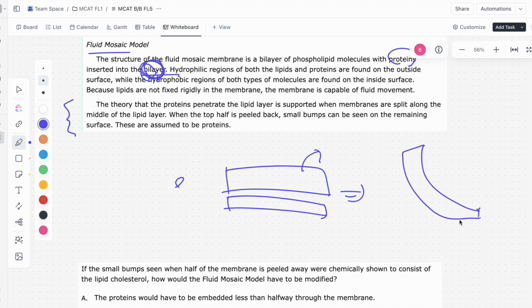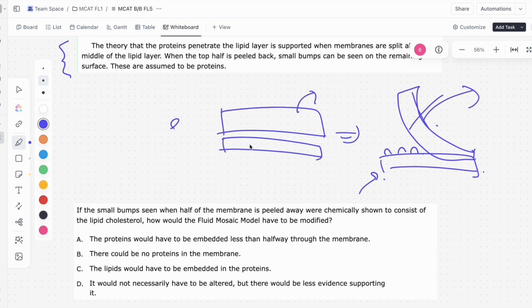They're peeling it off, okay? And then they're just going to get rid of this. And then they're going to look down on this layer, and they can see small bumps, all right? They assume that these small bumps are proteins. Well, this question is saying these small bumps were actually lipid cholesterol. So if these were actually lipid cholesterol, then how does the fluid mosaic model have to be changed?